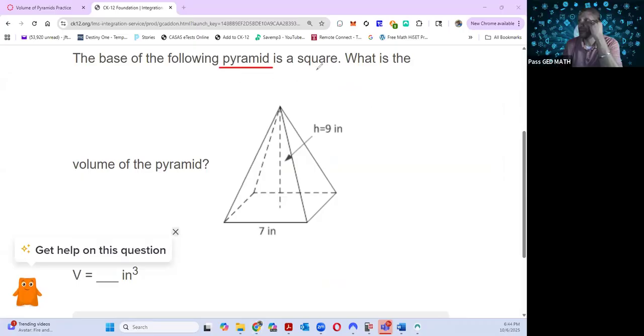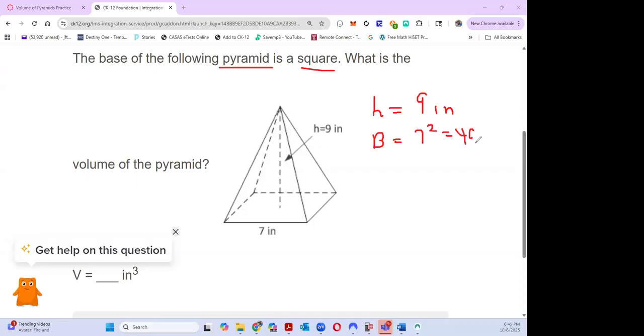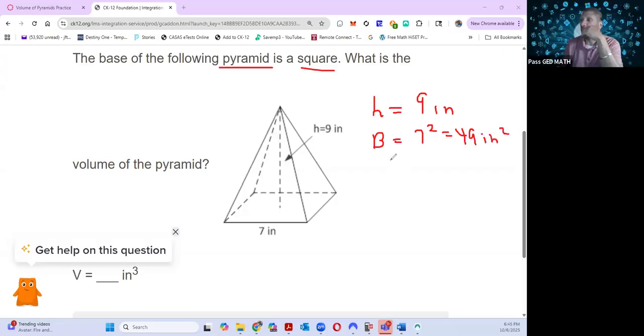So we got a pyramid, got a square. Our height is 9 inches. We know our area of the base is 7 squared, or 49 inches squared. We know the formula to find the volume of a pyramid is 1/3 the area of the base times the height. So we're just going to substitute everything in. 1/3. What's the area of the base? What did we say it was?